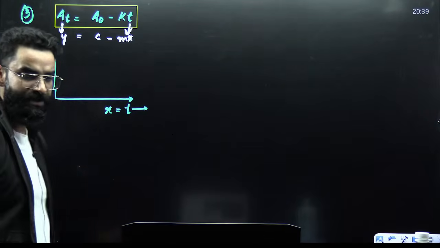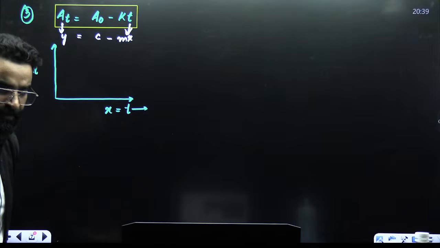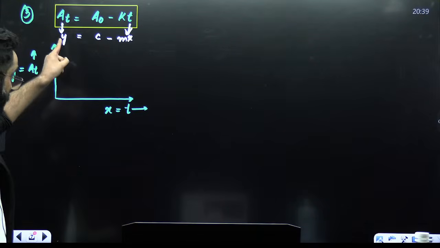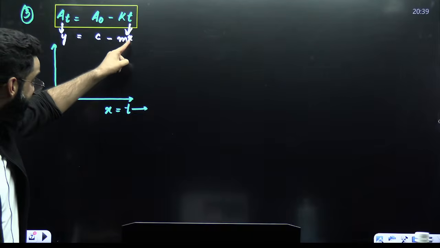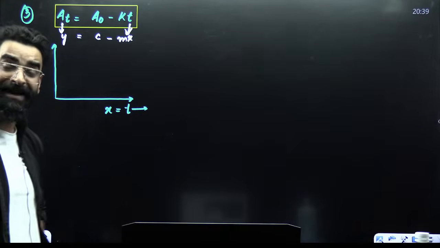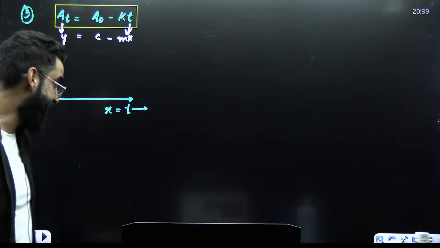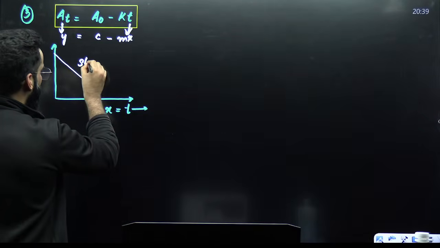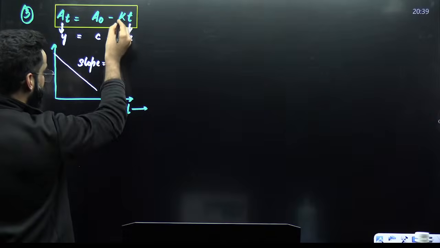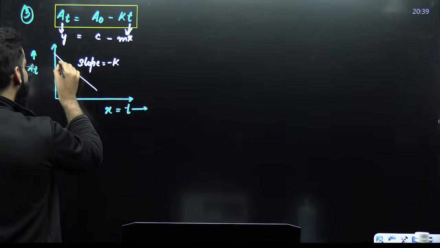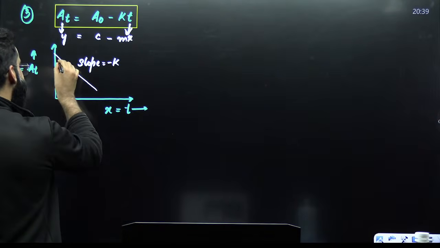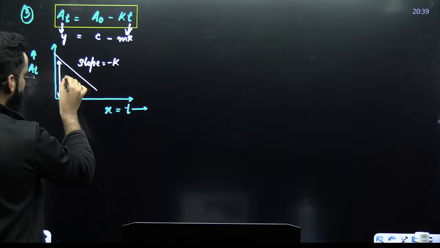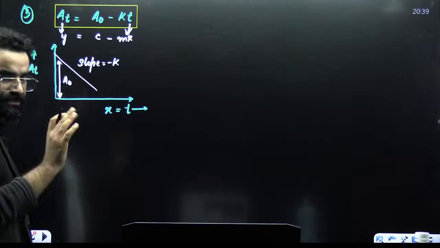Look at the format of the equation, people. y is equal to minus mx plus c. Do you remember what is the graph for y is equal to minus mx plus c? The graph is something like this, and its slope is equal to minus k here when you compare. The distance from here to here is what you call the intercept. Intercept is represented by c, and the c value here is nothing but a naught. Understood?